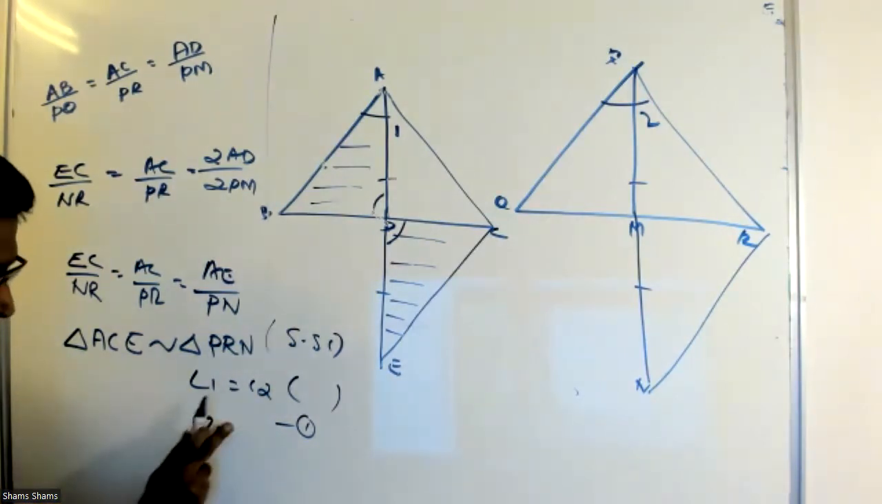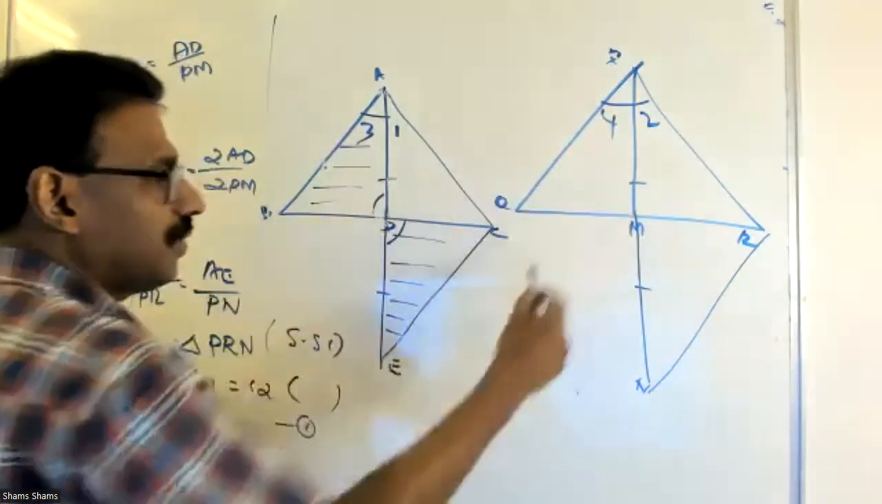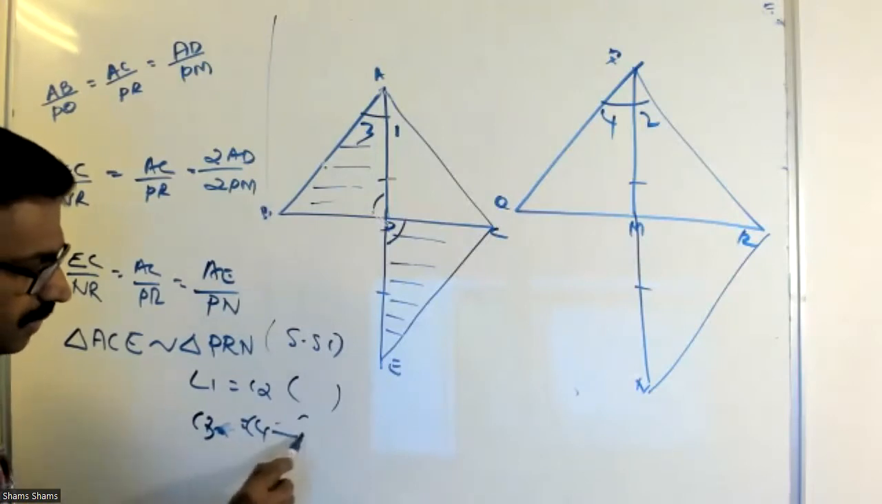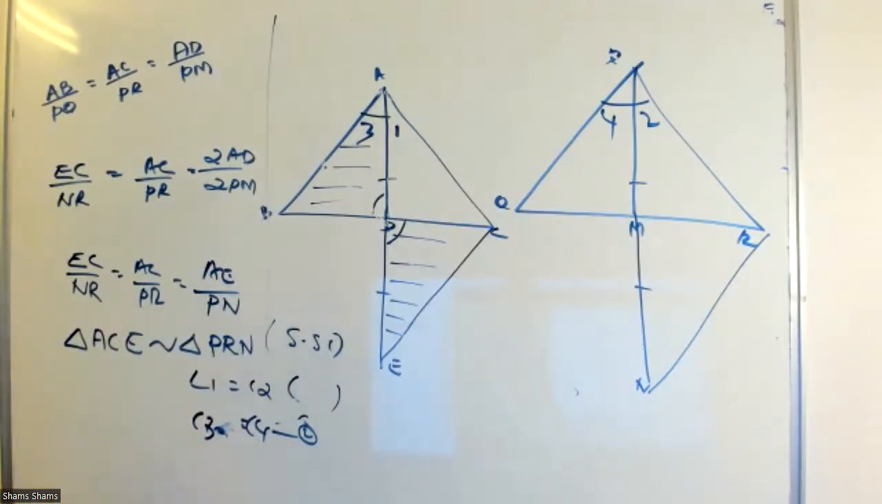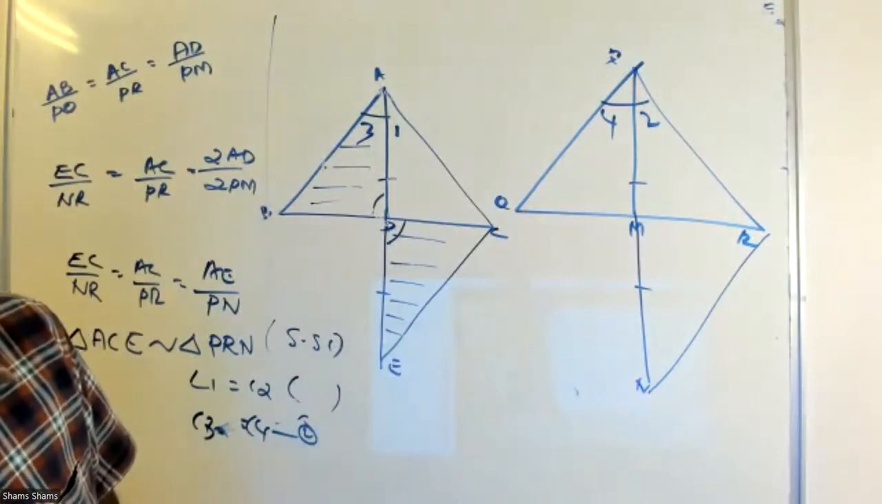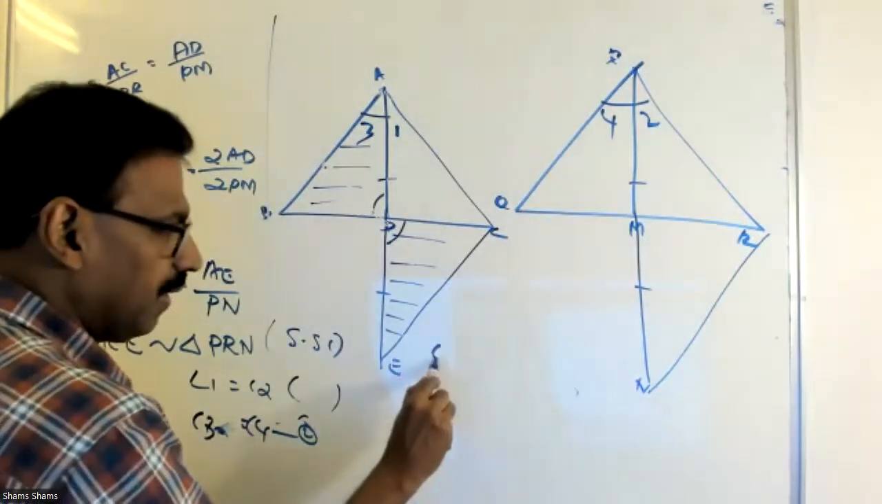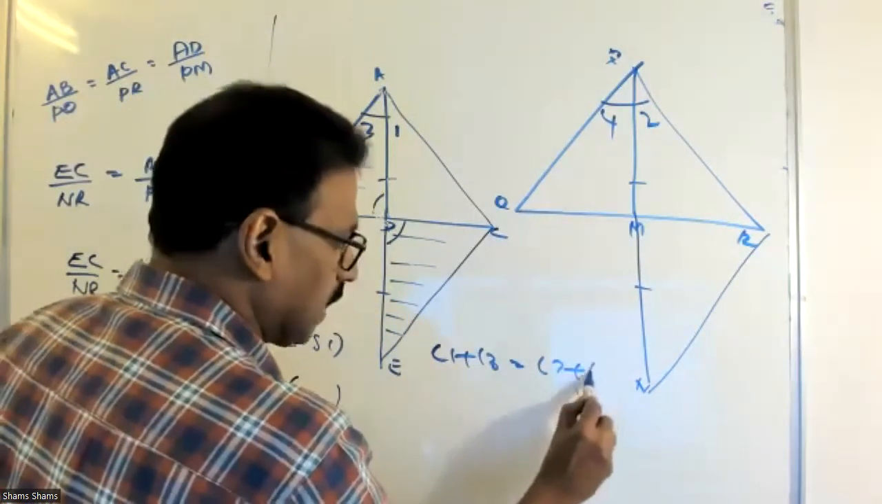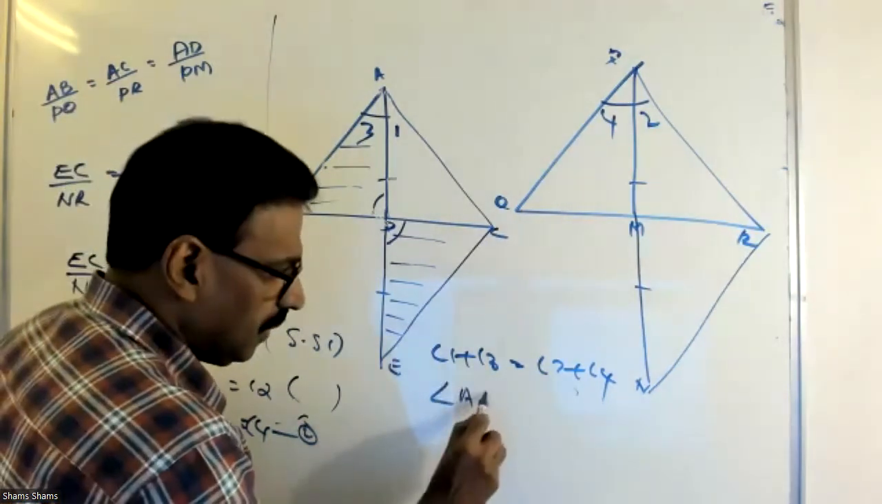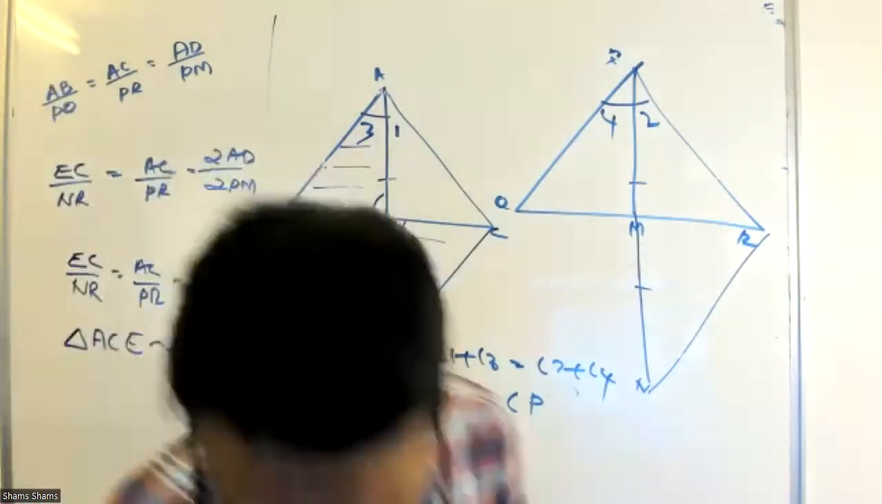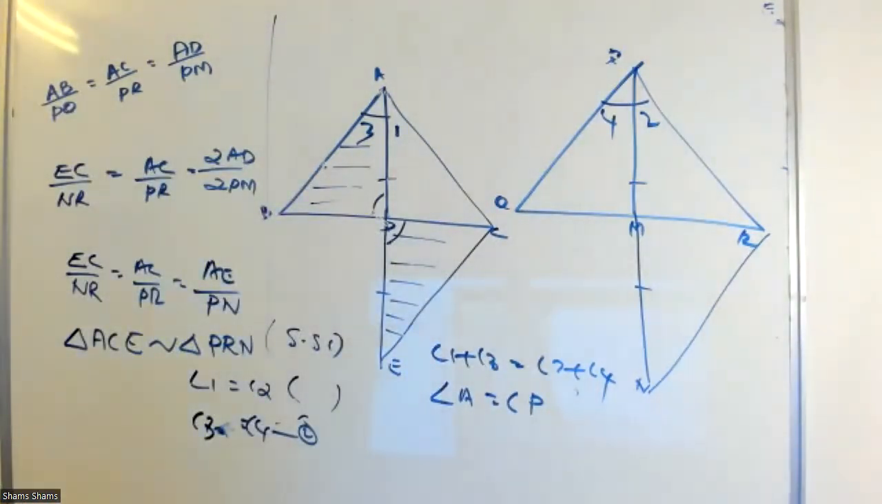Similarly, we need to prove angle 3 equal to angle 4. Call it number 2. We already proved angle 1 equal to angle 2, then angle 3 equal to angle 4. Add both. Adding, angle 1 plus angle 3 equal to angle 2 plus angle 4. What is angle 1 plus angle 3? Angle A. So angle A equal to angle P. Therefore, triangle ABC similar to triangle PQR by SAS similarity. Okay.